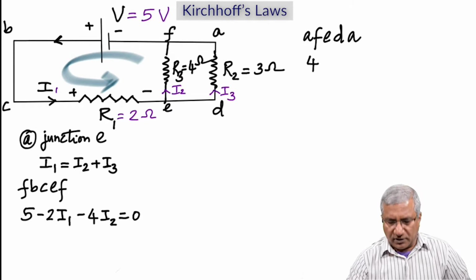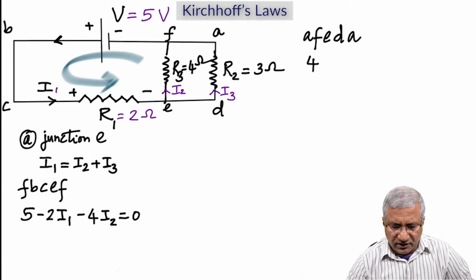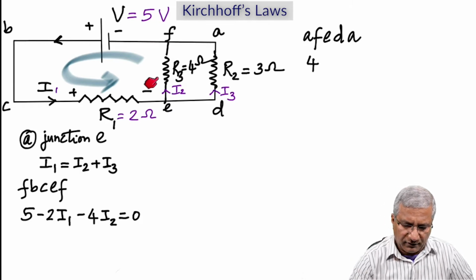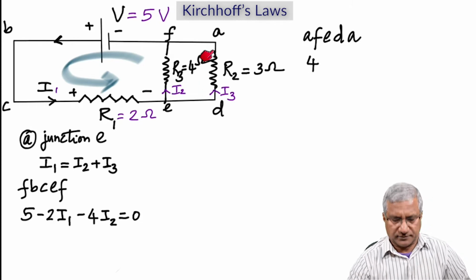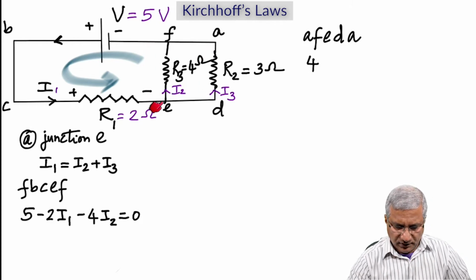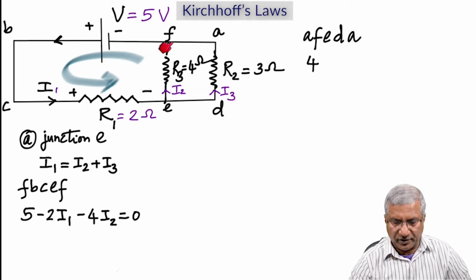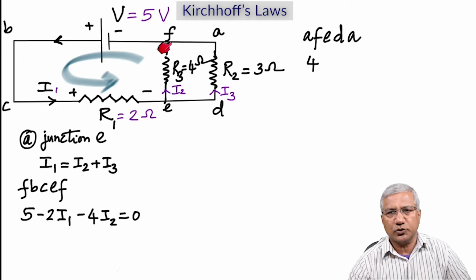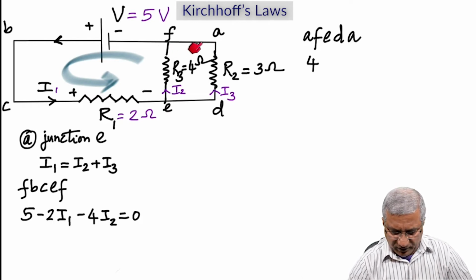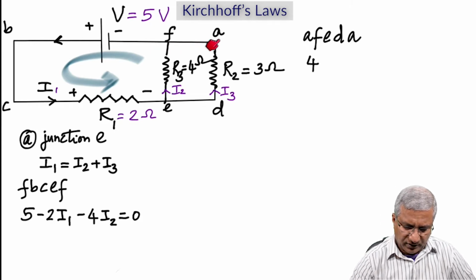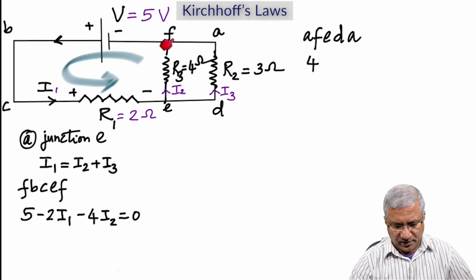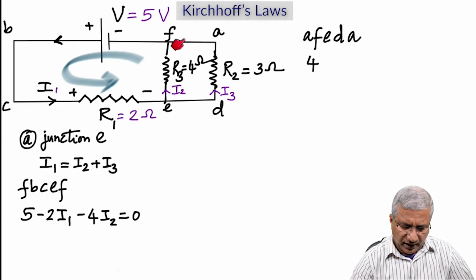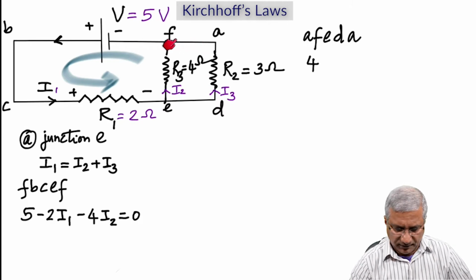Now let's take the loop AFEDA. This loop doesn't have a battery. There is no source. Let's start from A. When we move to F, there is no resistance there, and then we move from F to E. Remember, we're going counterclockwise, so that way. So A to F, no resistance.